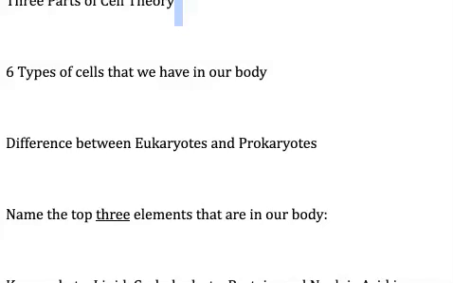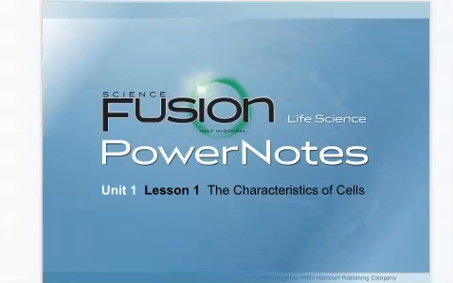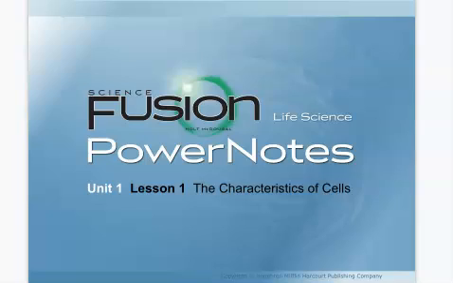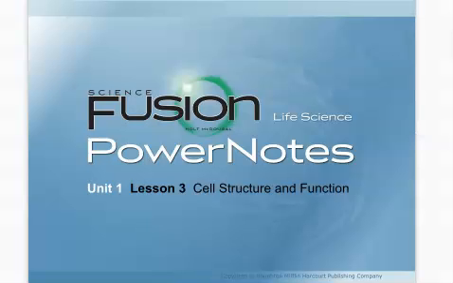I'm just going to go back over lessons 1, 2, and 3 to remind you what we've done in the past. Unit 1 is the characteristics of cells. Unit 2 is the chemistry of life. And lesson 3 is the cell structure and function. This is where we talk about the different parts of the cell.